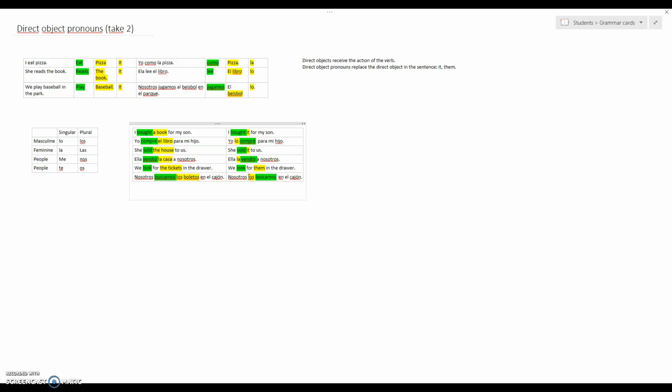Okay. So I hope this is kind of making sense. There is a pattern. There's definitely a pattern here. We're looking at the gender. So is it masculine, is it feminine? We're looking at the number. Is it singular, is it plural? And we're also making sure that we're taking into account that placement. If you have a conjugated verb, you have to have that object pronoun before the conjugated verb.